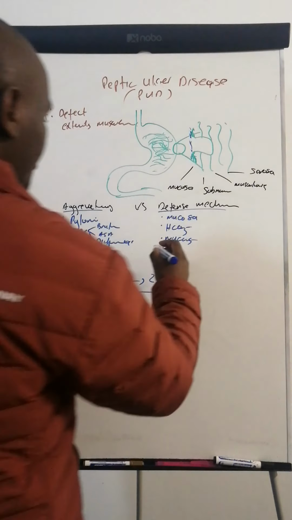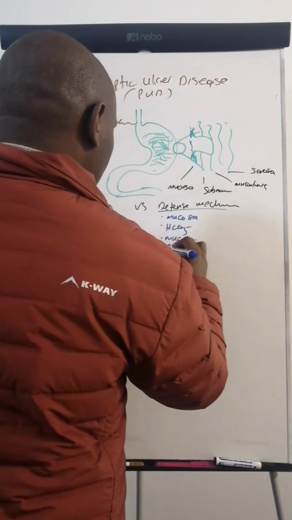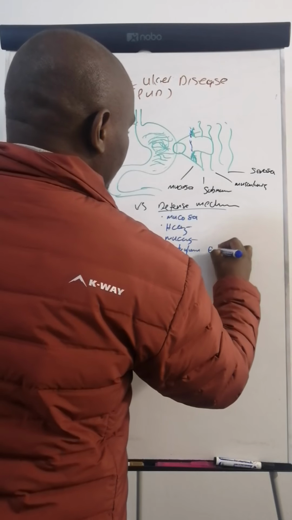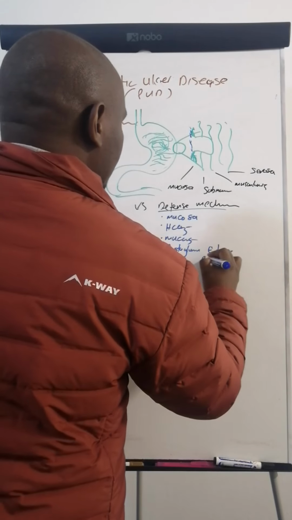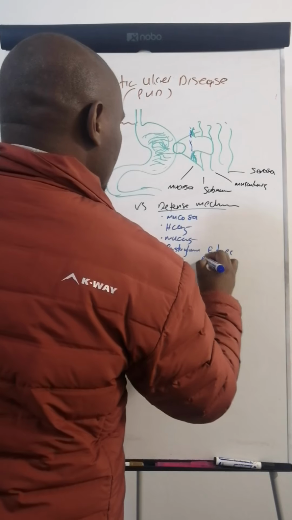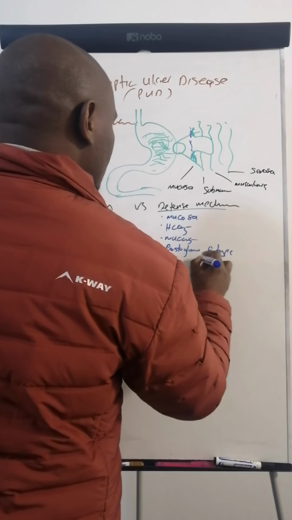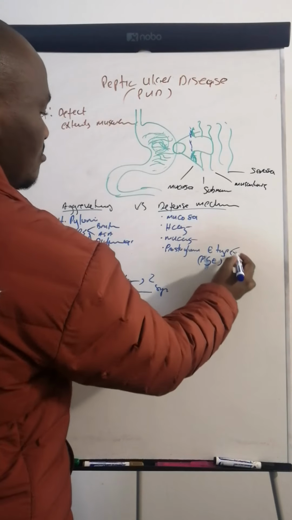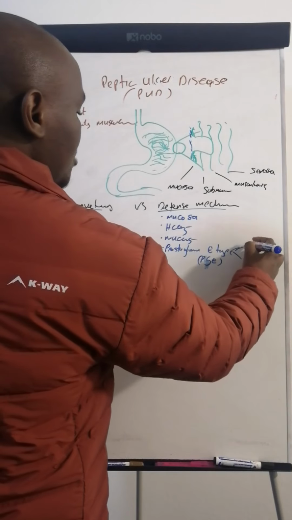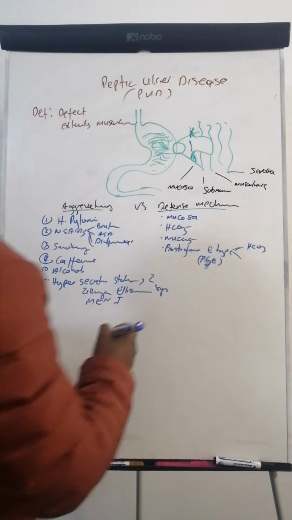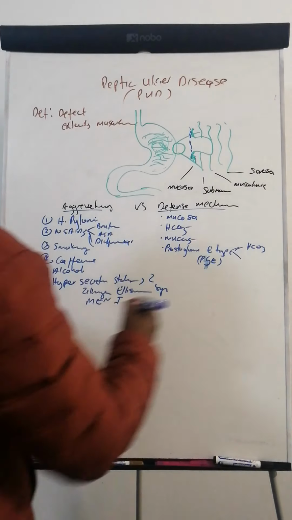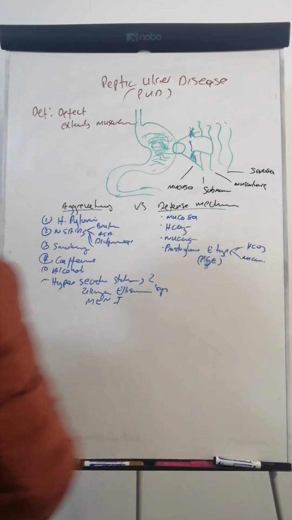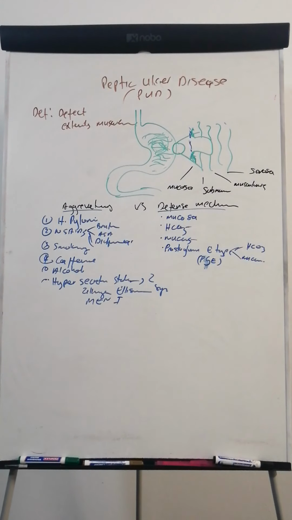The other thing is the prostaglandin. Prostaglandin, the E type. Prostaglandin E. So these are your defense. Their main job is they play a role in the production and the secretion of bicarbonate and also in the formation of the mucus. These are our defense mechanisms.